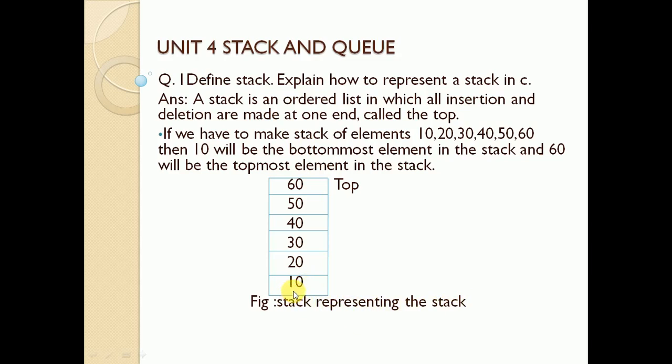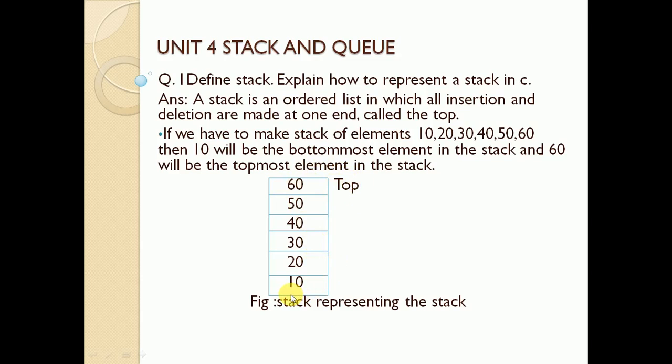The first elements we push are 10, 20, 30, 40 and 50, and the last element we inserted is 60. So the top always points to the last element. That's why the stack is called a LIFO data structure, last in first out. Whenever we insert an element, that operation is called push, and whenever we delete an element from the stack, it is called pop. The important thing is that the stack has only one end, the top end, from where you can insert and delete elements.